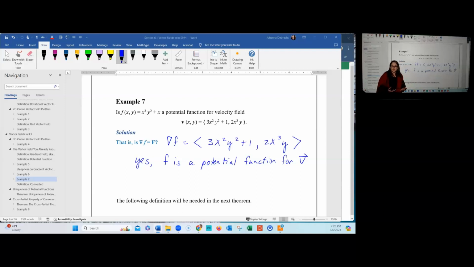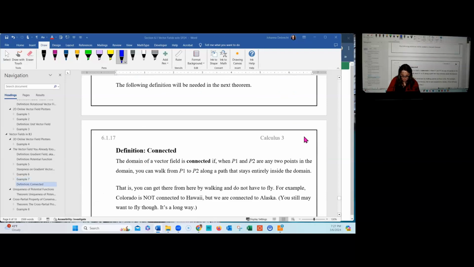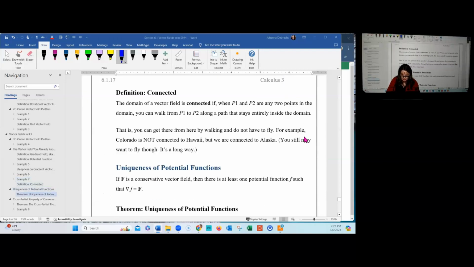The question you ought to be asking now is, are there other potential functions for the same vector field? And we'll see in just a moment that yes, there are other potential functions, but they can differ from our function f only by a constant. Let's now take a look at a definition that we'll need for one of our theorems coming up.